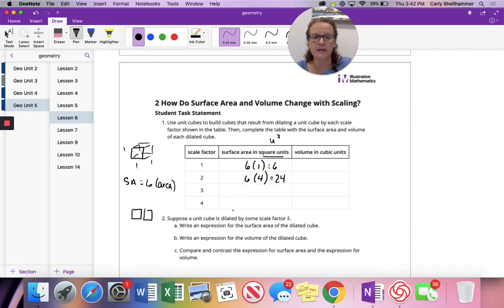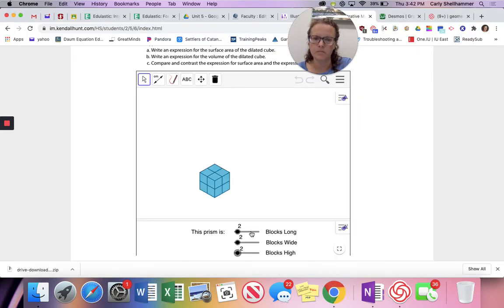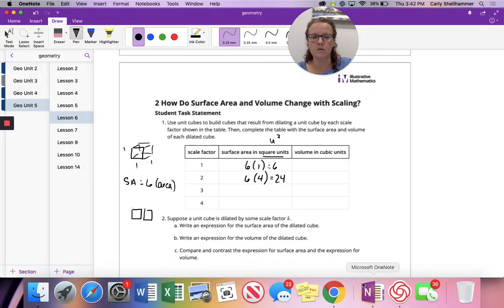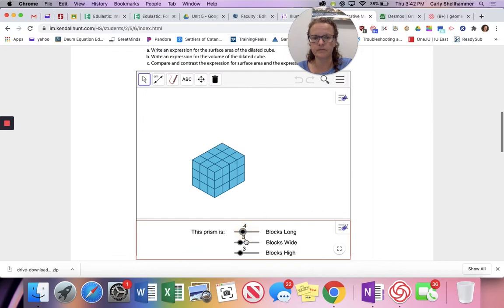All right, so now we're doing a scale factor of 3. Now surface area, so if I look at each surface, I have 3 times 3, so that's 9. And there's 6 of those. So the surface area is 54. Then a scale factor of 4. So our surface area is 1, 2, 3, 4, 1, 2, 3, 4. So each face is 16, and there's 6 of those faces.